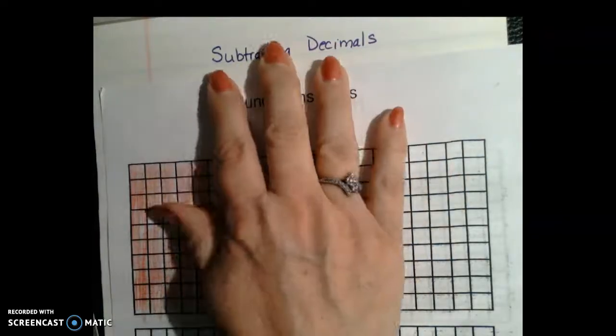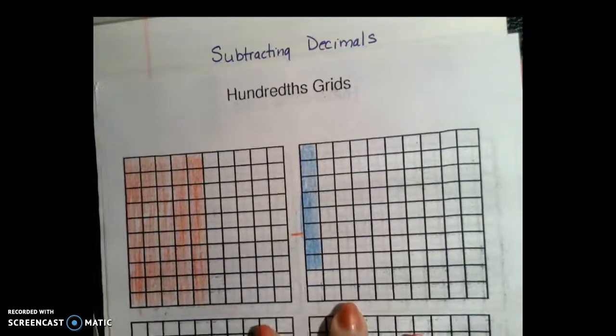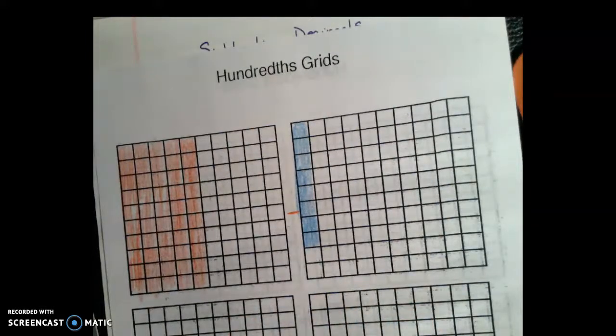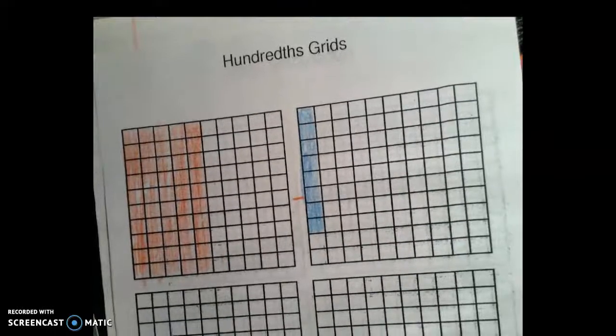I'm going to talk about two ways that you can do that. One is with a representation. This is one way that you need to know. Also, you're going to see subtracting decimals represented in this way lots of times on benchmark testing or even on a TCAP test. So, let's look at what I have set up here for you.